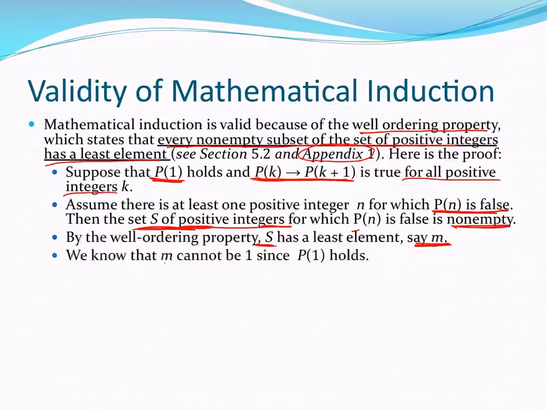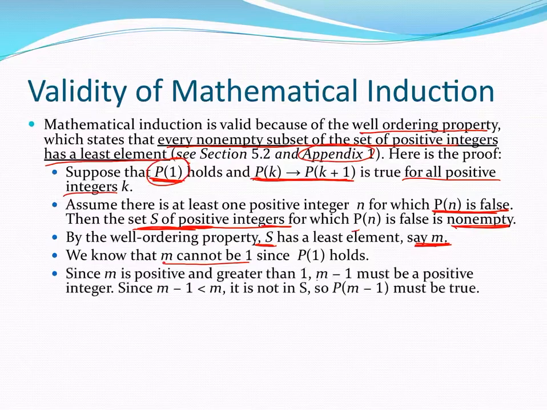Well, we know that M cannot be 1 because P of 1 holds from our assumption. And since M cannot be 1, then M minus 1 must be a positive integer. And since M minus 1 is less than M, it cannot be in S. That means P of M minus 1 must be true.